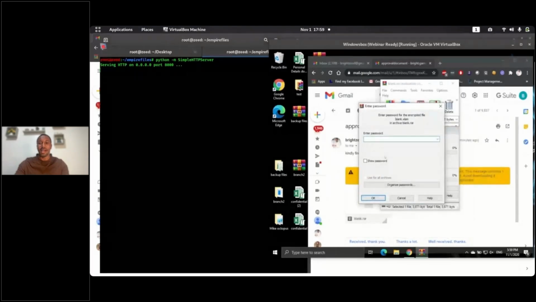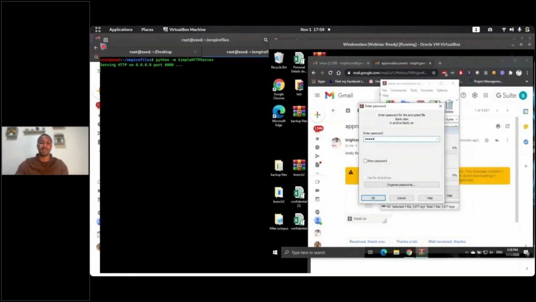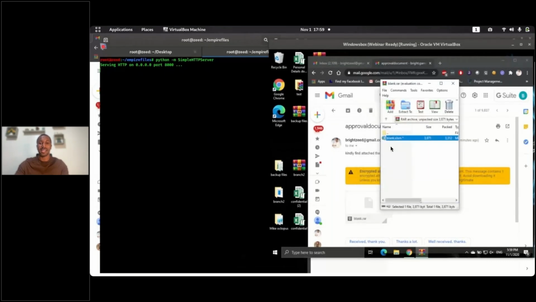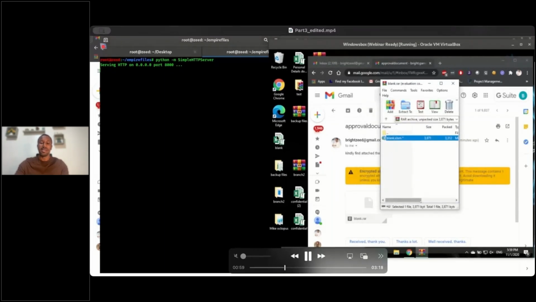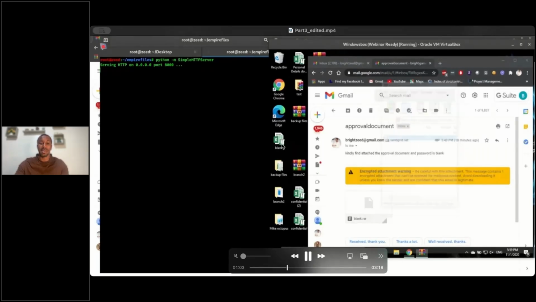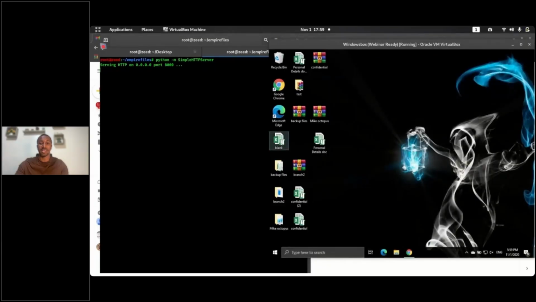I send the person an email saying the password is blank. So the person types the word blank, and that file gets extracted onto the desktop. As you can see, this attacker's anti-malware solutions are still there, and he basically goes and double clicks on this.